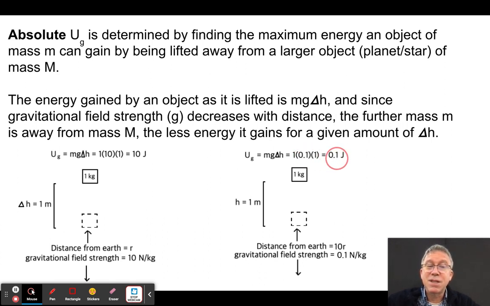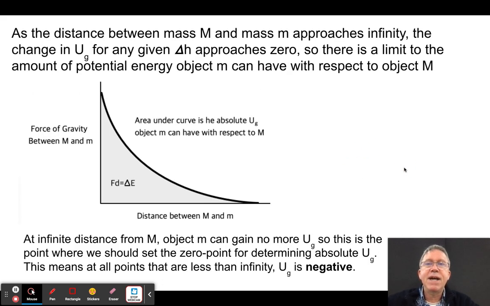It has 100 times less potential energy for the same amount of displacement. I displaced 1 kilogram 1 meter in both locations, but in one location, it acquired 100 times less energy. And that's only 10 Earth radii away. Okay, so if I keep going farther away, it's going to get a lot smaller than that. In fact, if we were to make a graph of the distance between the two objects, so the test mass that's being lifted and the planetary mass that's being lifted away from, and the force of gravity between them.